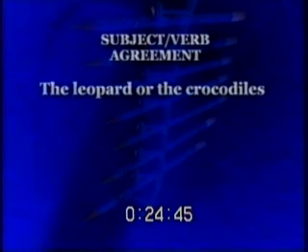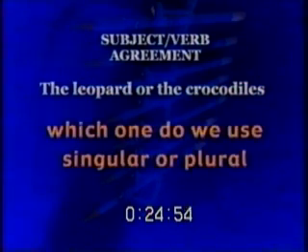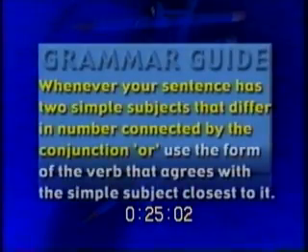Now let's suppose our subject becomes the leopard or the crocodiles. Here we have two simple subjects, but one, leopard, is singular and the other, crocodiles, is plural. So what form of the verb do we use? Singular or plural? It just so happens we have a rule to guide us when a problem like this comes up. Whenever your sentence has two simple subjects that differ in number connected by the conjunction or, use the form of the verb that agrees with the simple subject closest to it.